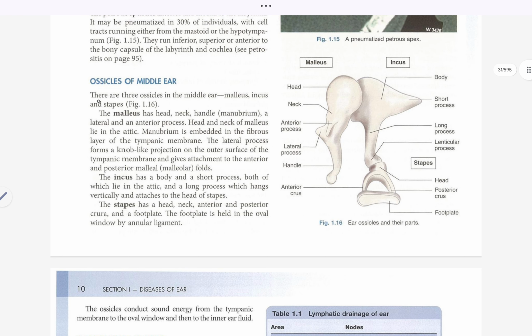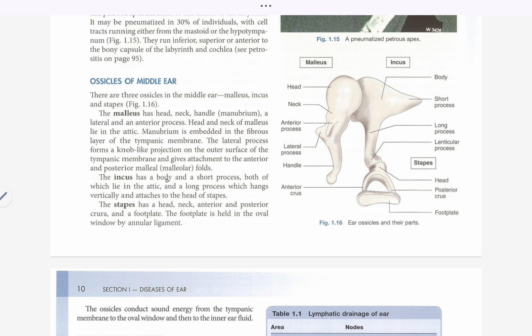Ossicles of middle ear. There are three ossicles in the middle ear: malleus, incus, and stapes. The malleus has head, neck, handle, which is manubrium, a lateral and an anterior process. Head and neck of malleus lie in the attic. Manubrium is embedded in the fibrous layer of the tympanic membrane. The lateral process forms a knob like projection on the outer surface of the tympanic membrane and gives attachment to the anterior and posterior malleal folds.